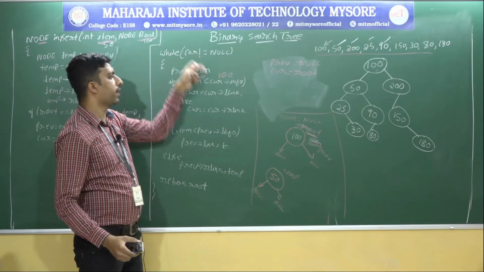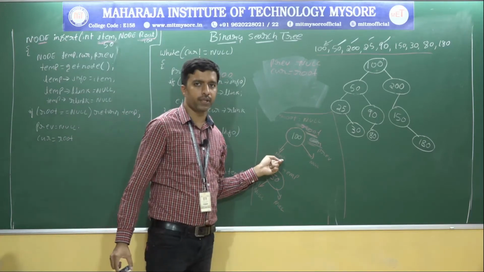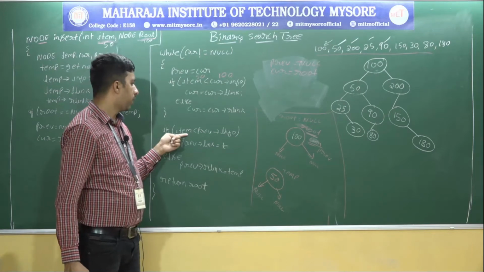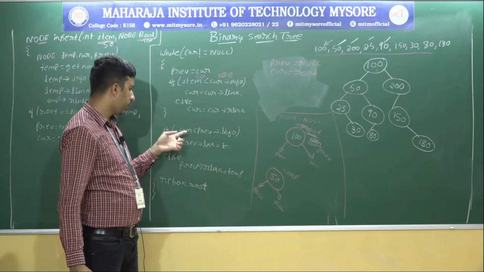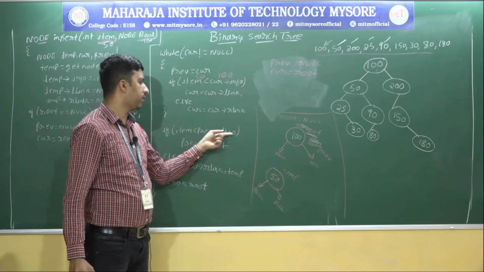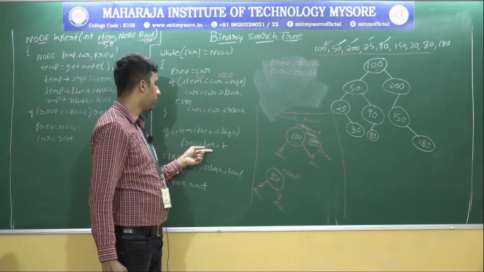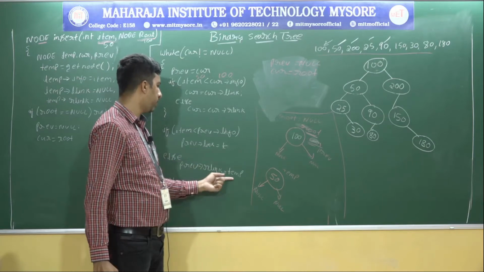Okay, checking that one. Current of left link is null. What happens? It is going to check item against previous info. If item is less than previous info, it goes to the left link, otherwise it goes to the right link.